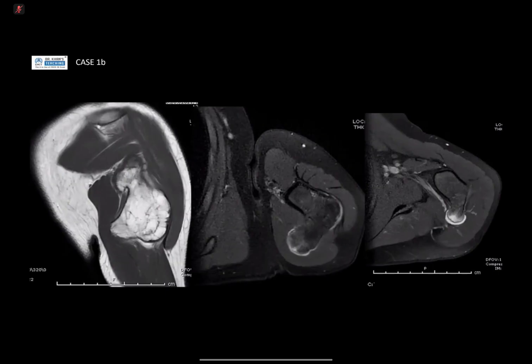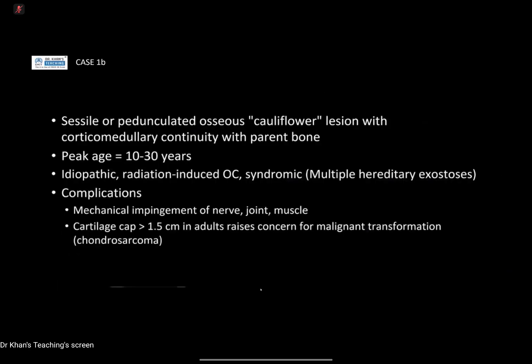Yeah, good. Osteochondroma. Sorry, it was breaking up just towards the end, but yes, osteochondroma. I know that you can't measure it, but it's not more than 1.5 centimeters. So just a little summary about osteochondromas.